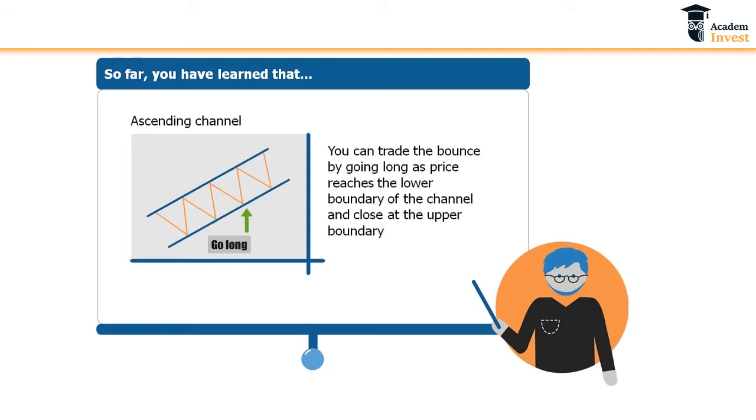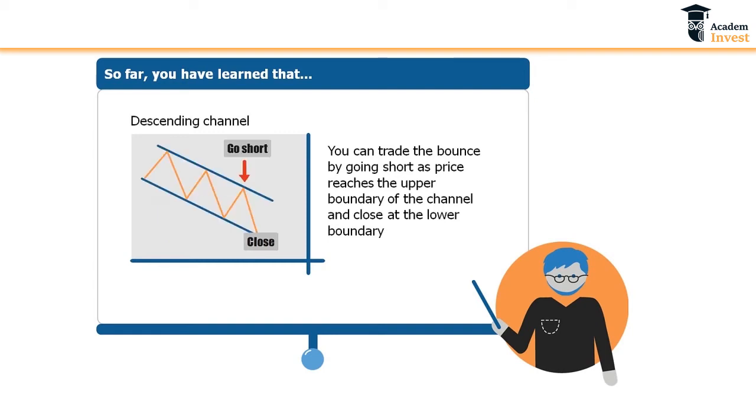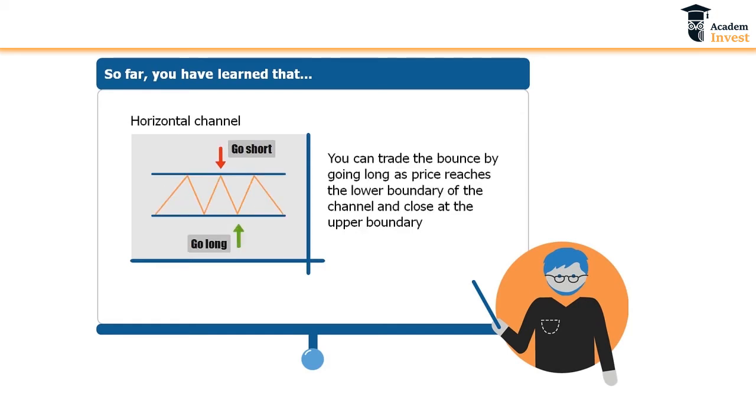You also learned that there are two ways to trade using channels. You can trade the bounce or you can trade the breakout. When trading the bounce, you are expecting a reversal at the boundaries of the channel. It is always best to trade the bounce in the direction of the trend. This means that you go long at the bottom boundary of an ascending channel and go short at the top boundary of a descending channel. In the horizontal channel, you can trade either way.